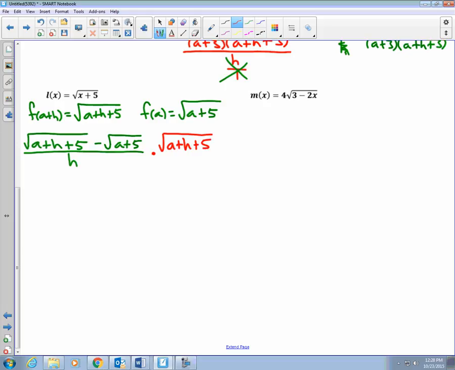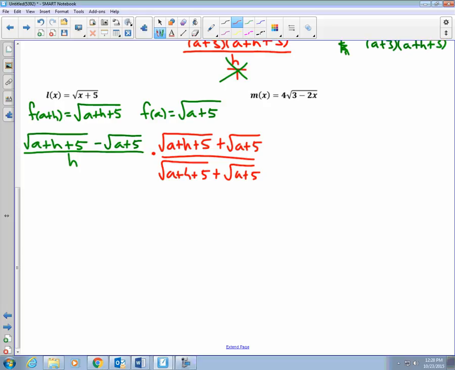Well, it's pretty cool because who would have thought that, right? You just sit around one day and think, oh, I guess I'm going to multiply by the square root of a plus h plus 5 plus the square root of a plus 5, all over the square root of a plus h plus 5 plus the square root of a plus 5. I mean, that just looks like you're making it a lot worse, doesn't it? But you're not. This works.